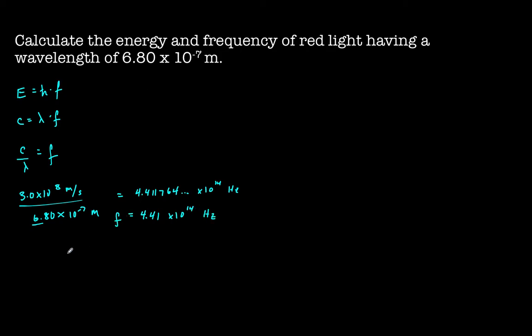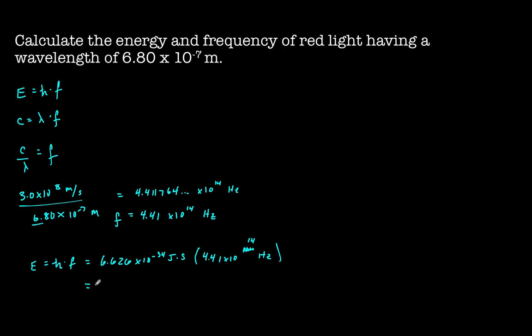Okay, there's part 1. Let's plug it in for the second. E equals h times f. My Planck's constant is 6.626 times 10 to the negative 34th joules per second multiplied by my frequency, 4.41 times 10 to the 14th hertz. And I am going to get my energy.